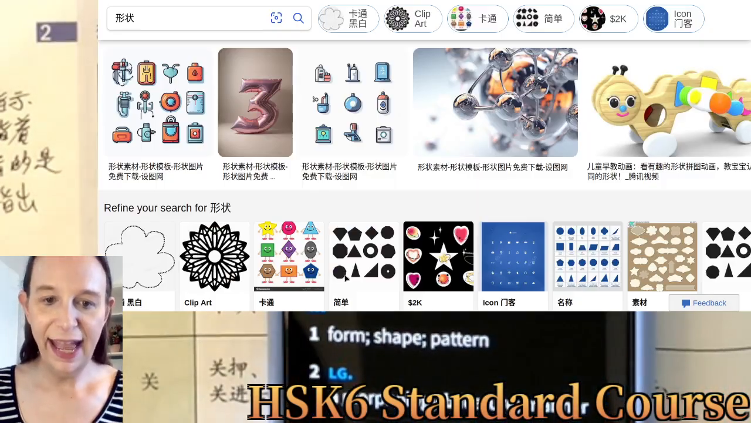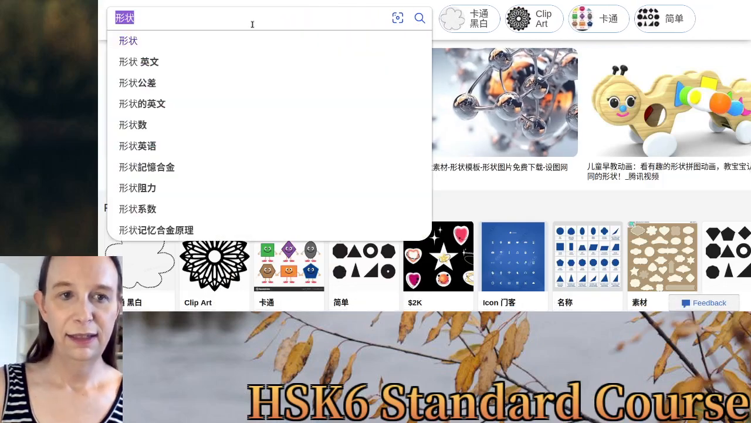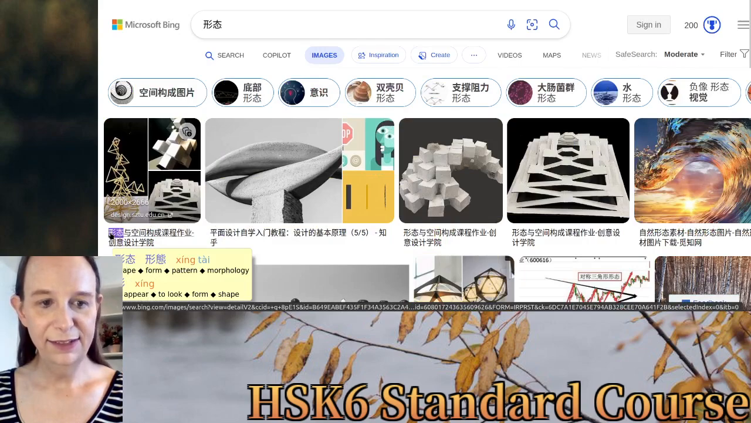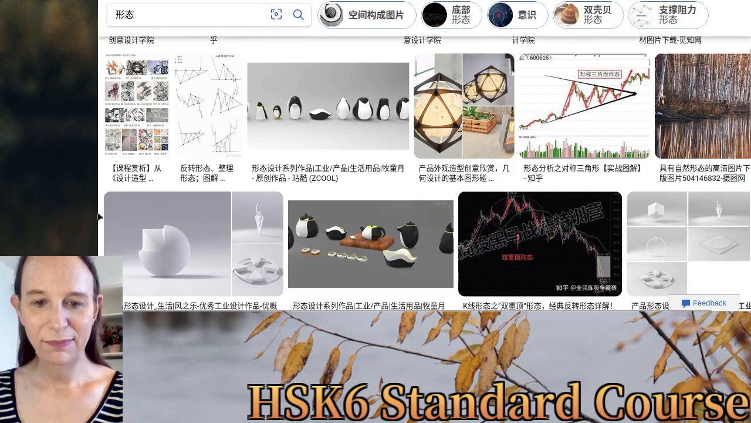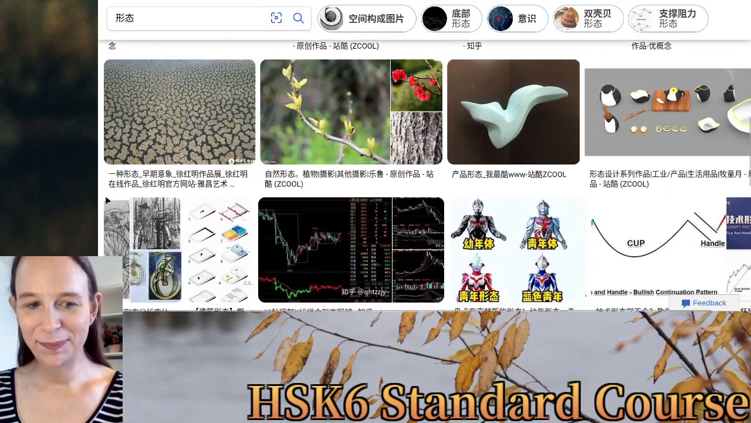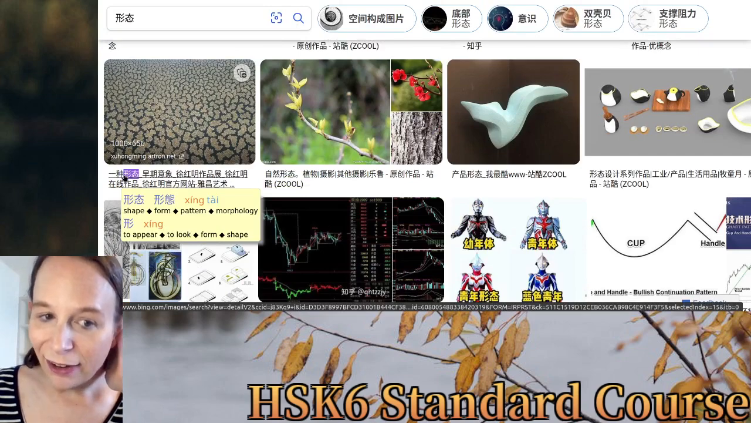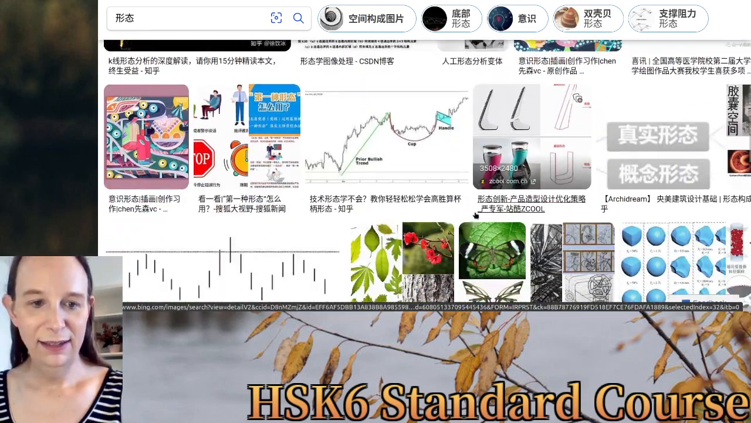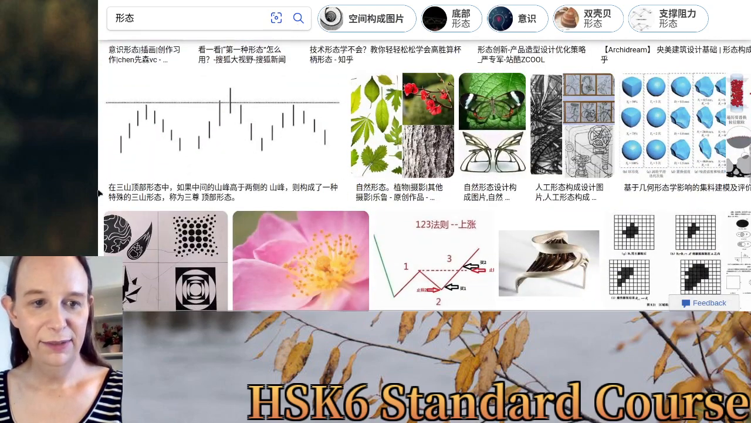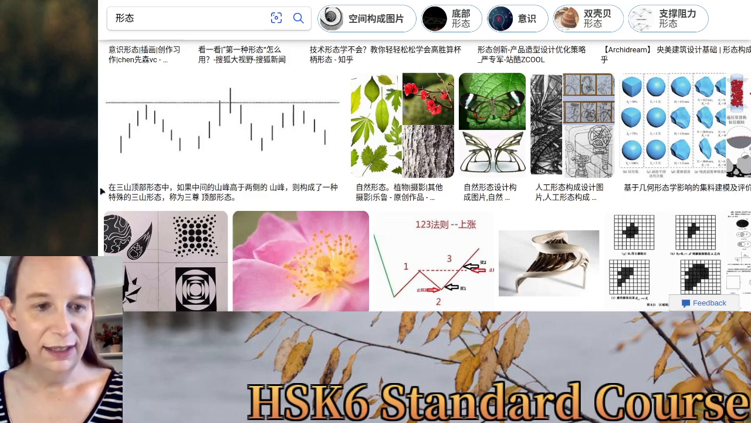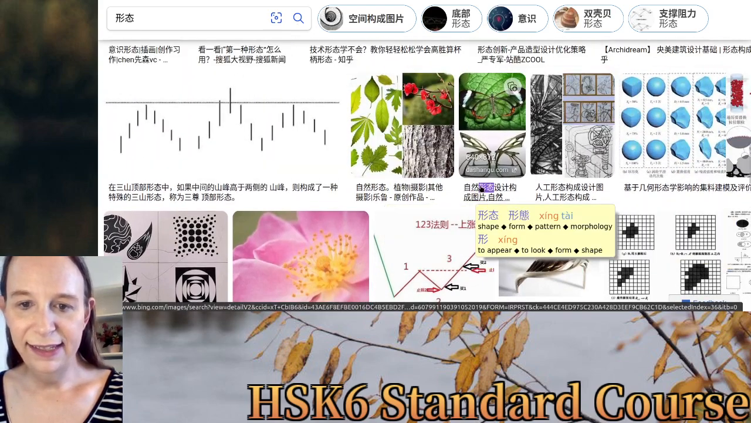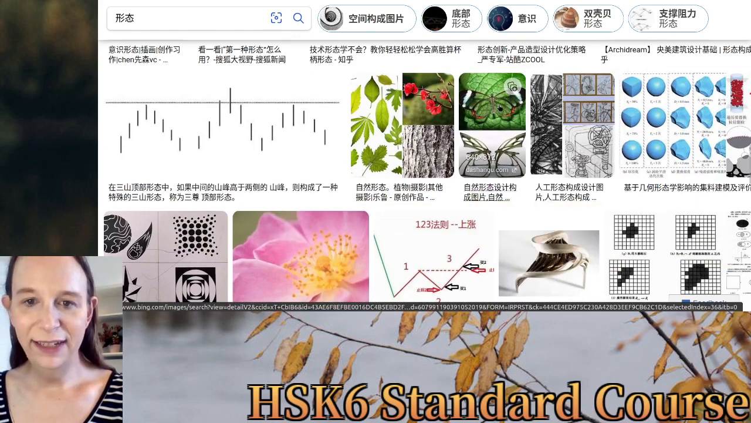Yeah, I'm not sure about 形态. 形态. 形态. It's not just shape. It's morphology, right? 一种形态, a kind of pattern. It's not what I was thinking though. Yeah, what's this? 在三山顶部形态中 all right. Here, butterfly. 自然形态. So this is natural morphology of butterflies.